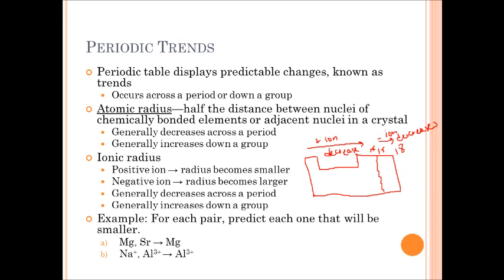If we were to look at magnesium and strontium, and figure out which one is smaller. Magnesium is at the top of the periodic table, where strontium is further down. That means that magnesium is going to be smaller because it's closer to the top. It has less electrons, so it will have a smaller atom. Between sodium plus 1 and aluminum plus 3, remember, as you go further to the right, the ionic radius will get smaller. So therefore, aluminum has a smaller radius than sodium plus 1.